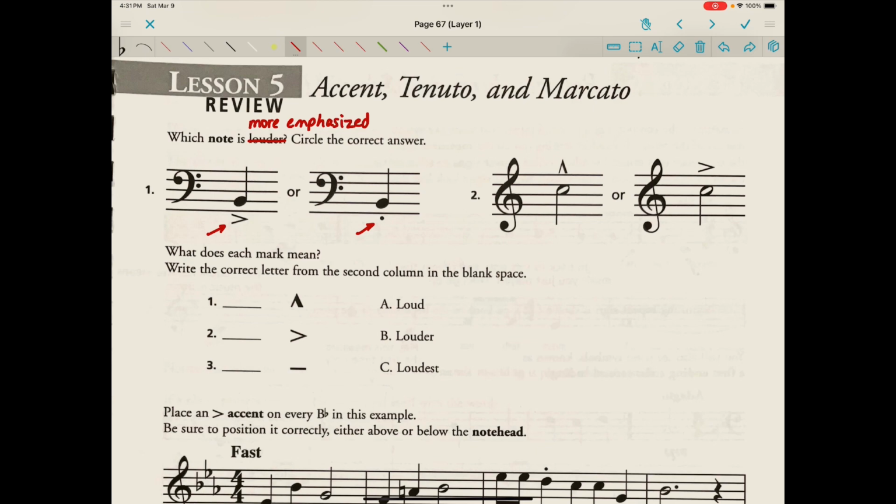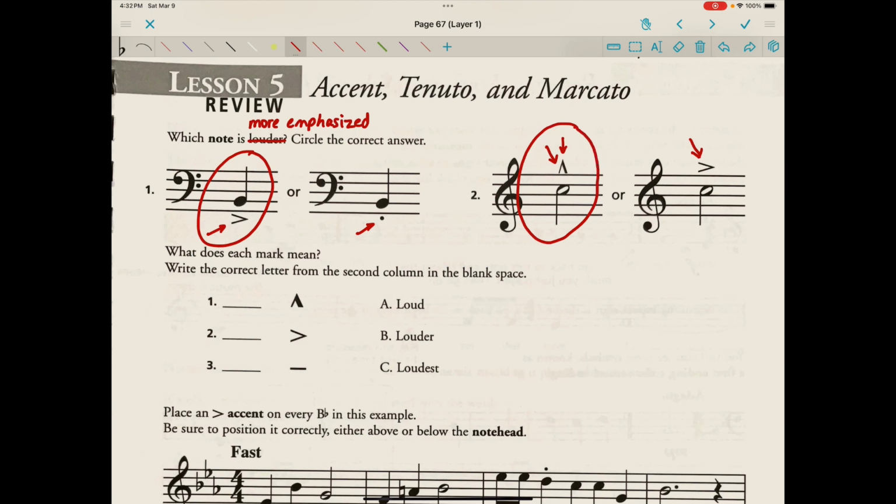So this will be the note that will receive more emphasis. Then we see a marcato mark over here and an accent mark over here. Remember that an accent tells us that we need to emphasize that note, stress that note, or have a stronger attack on that note. But a marcato marking tells us that the note should be even more marked, accented, or stressed, or have an even stronger attack than an accent. So the note with the marcato marking on it should be the note that receives more emphasis or attack.